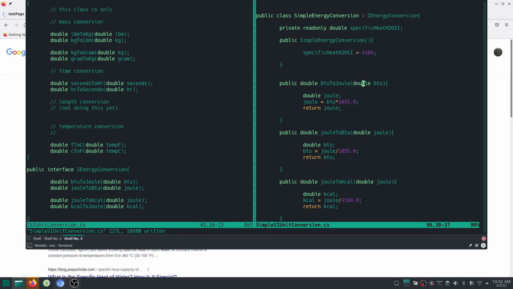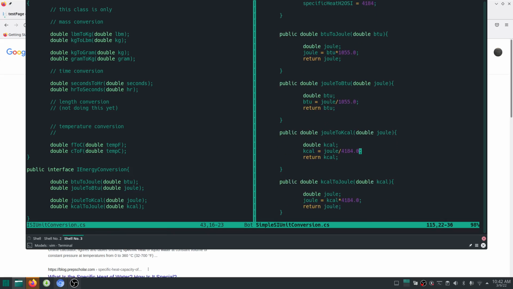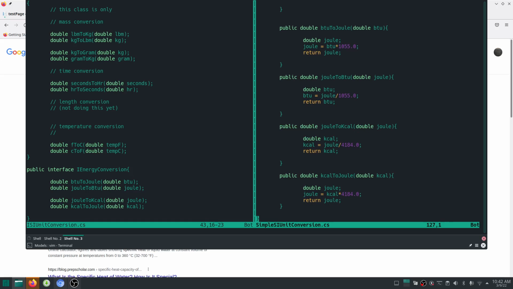Here's how we convert BTU to joules and back: times a factor of 1055. There are lots more decimal places than that, but I just choose to omit them. Then joules to kilocalorie and back, you just multiply or divide by 4184. That's the simple way of doing it.